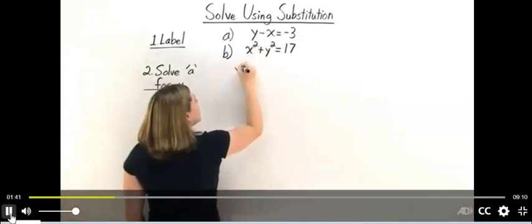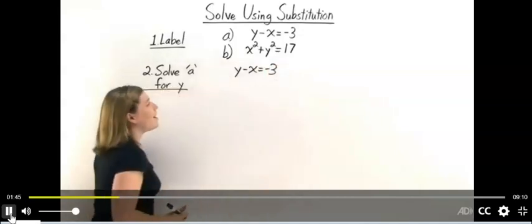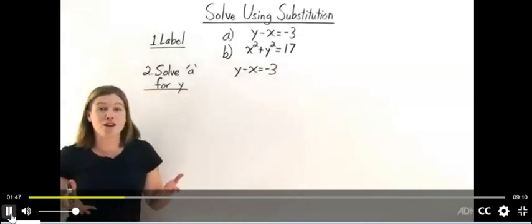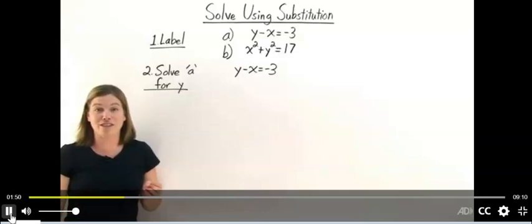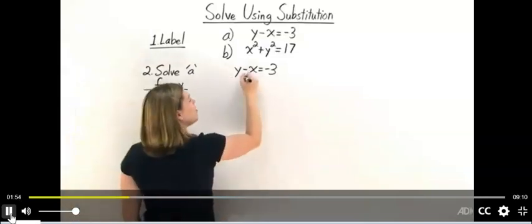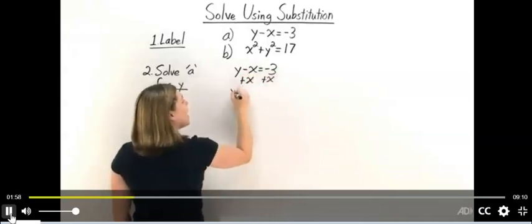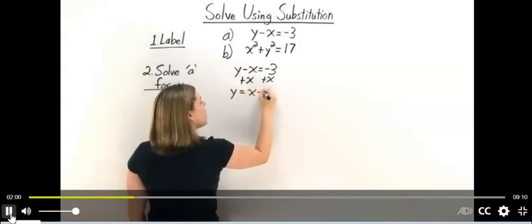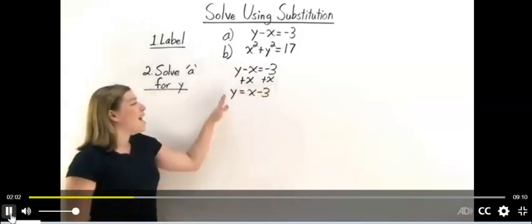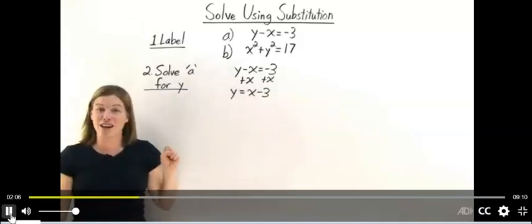So equation A is y minus x equals -3. Again, we're just choosing one of the two equations and solving for one of the variables. And we chose to solve for y. So we want to get y completely by itself. That means we need to add x to both sides. And we get y equals x minus 3. So we now have equation A solved for y. y is equal to x minus 3.